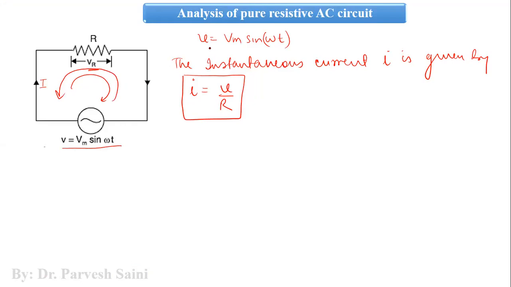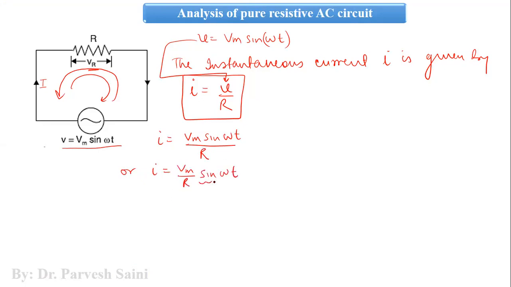So if we substitute this V from here in this particular equation, we get I is equal to Vm sine omega t by R, or I is equal to Vm by R sine omega t.